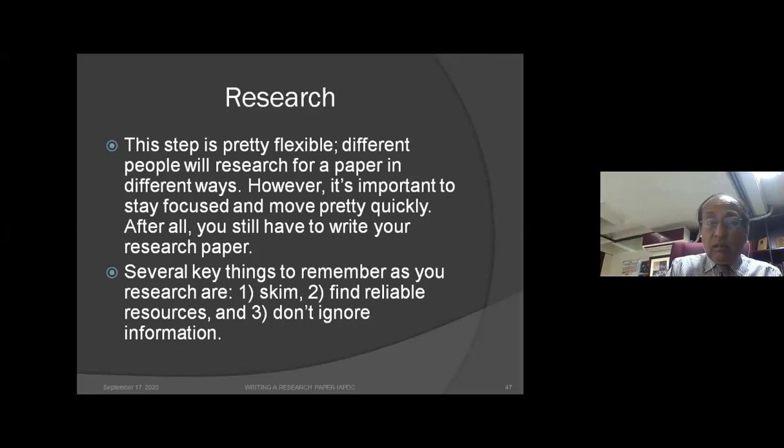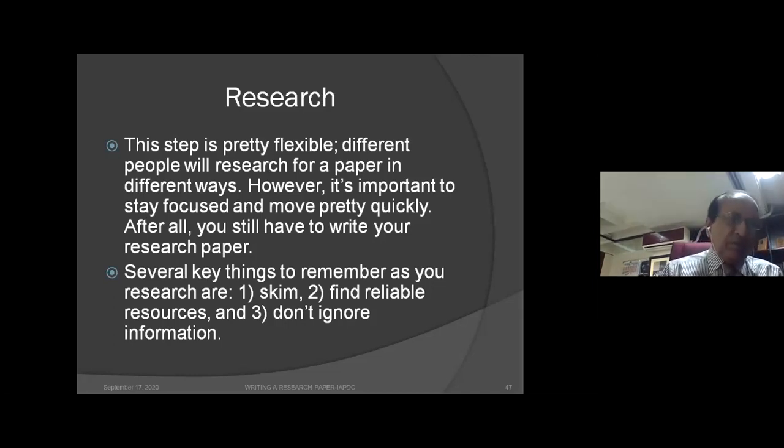So the research part is pretty flexible. Different people will research for a paper in different ways. It is important to stay focused. You have to remain focused at what has to be done, the objective. After all, you still have to write your research paper. Okay? So try to save time. Sometimes we have time, at other times we don't have time. So time is important.